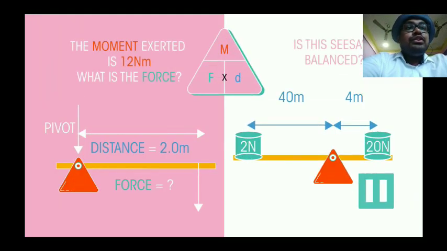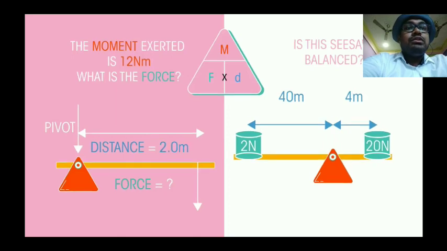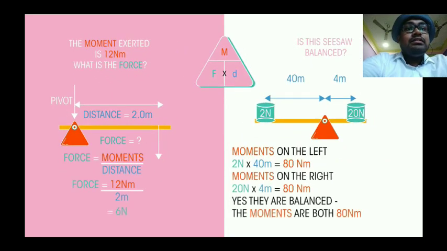Here are two more questions for you to try. Pause the video and work them out. Did you get both questions right?